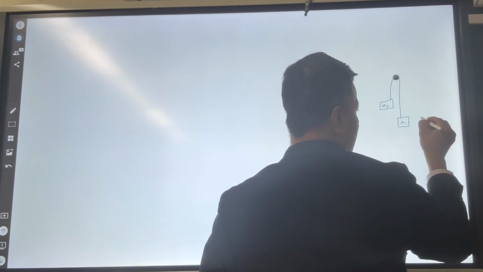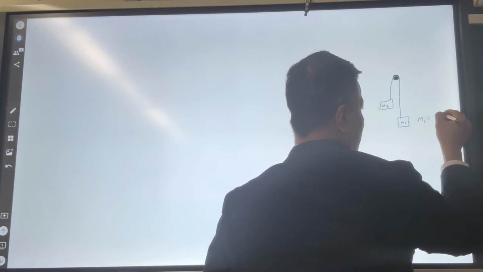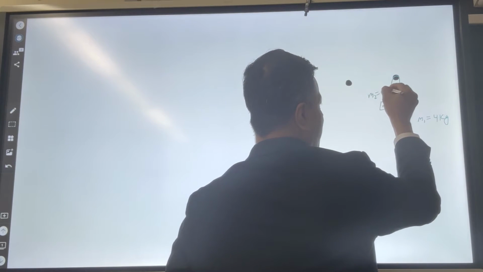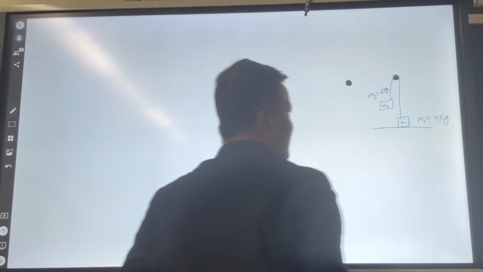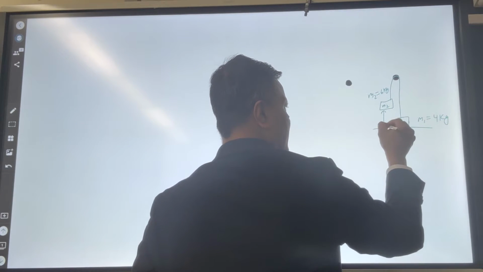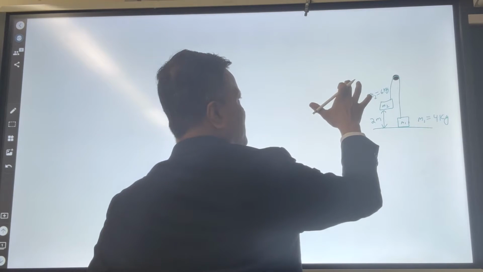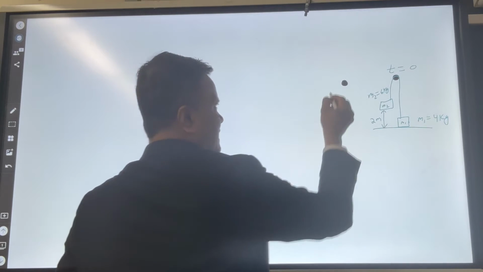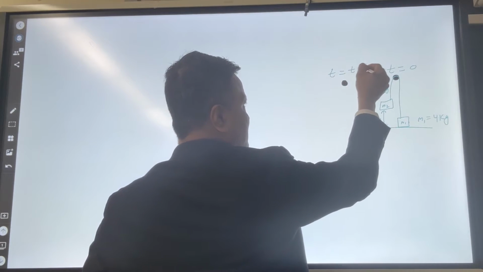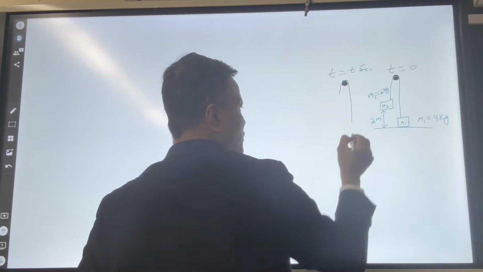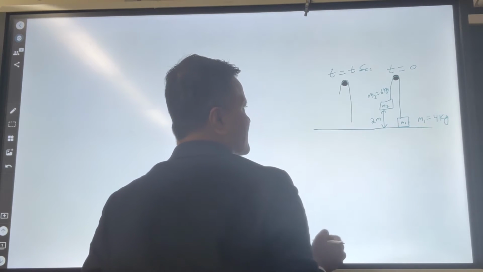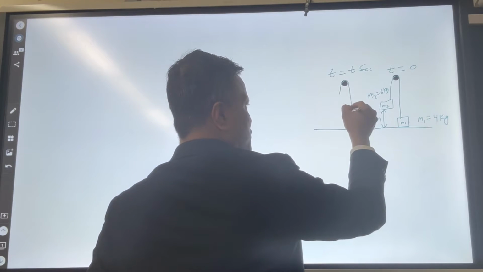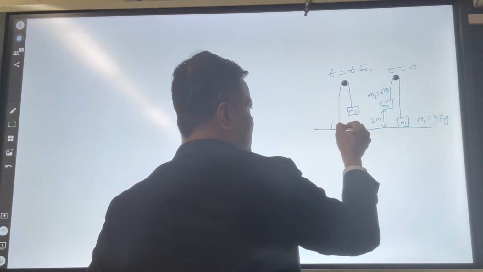Mass 1 is 4 kilogram, and mass 2 is 6 kilogram. Mass 2 is 2 meters above the ground. We're going to do the same thing. This is t is equal to 0 second. And this is t is equal to t second. What is t second? We're going to find it out. Now, instead of this one is on the ground, this is 2 meters above the ground. Mass 1 is 2 meters above the ground, and mass 2 is on the ground.